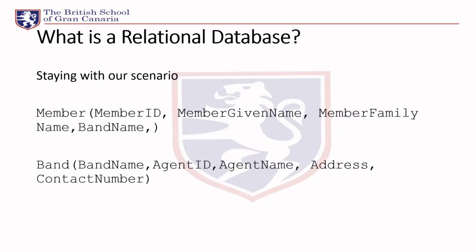So now, staying with our scenario, we've got 2 tables here. Sorry, I'm just going to get my spotlight tool here. So this is one table, and that's another. In this first table is the member of the band. So each member will have an ID, they will have a name, and obviously their family name.